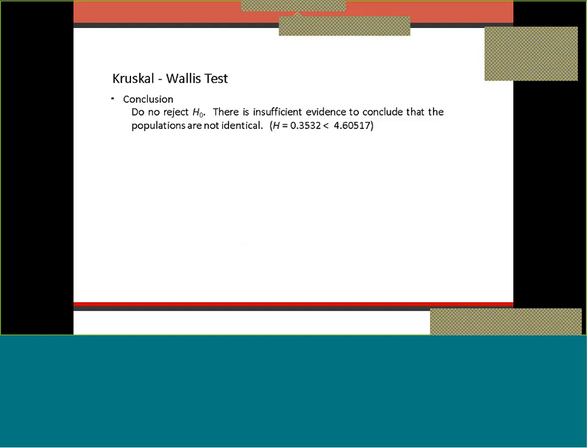Okay, thanks. So 0.3532 is below the table value. So we cannot reject H naught by using the critical region approach.